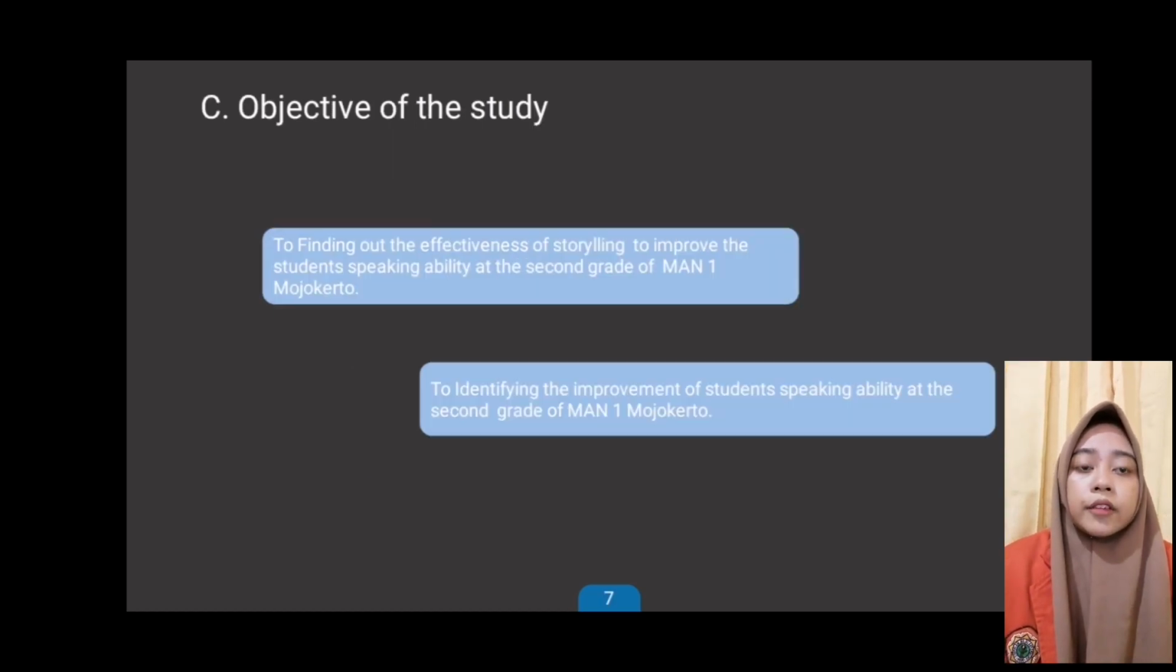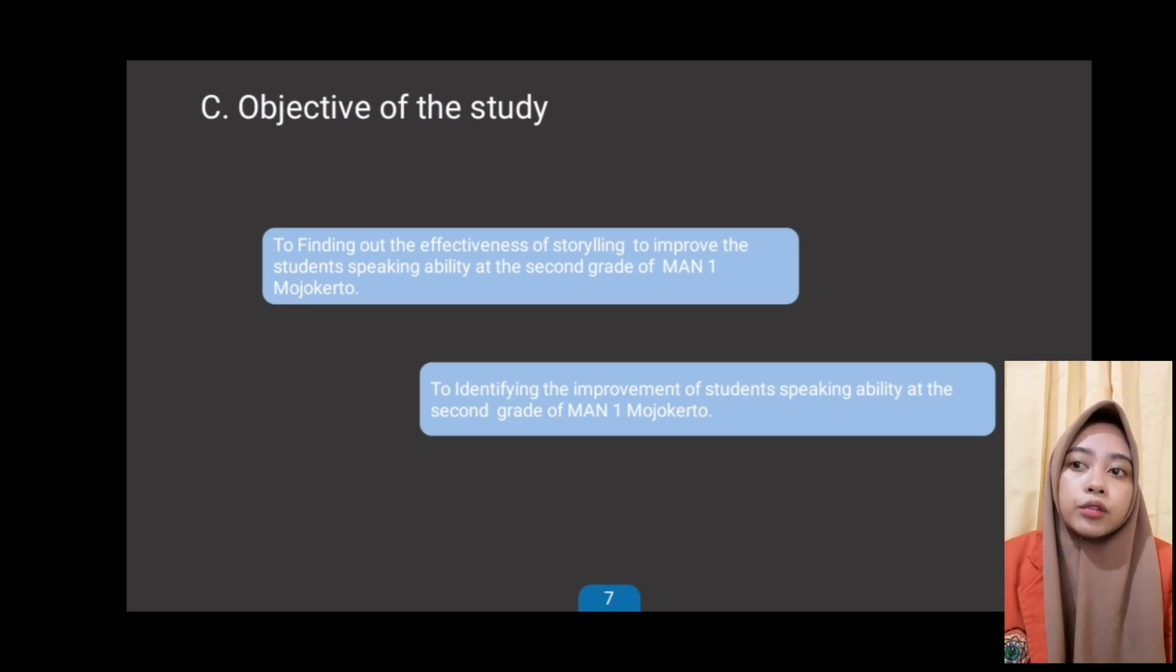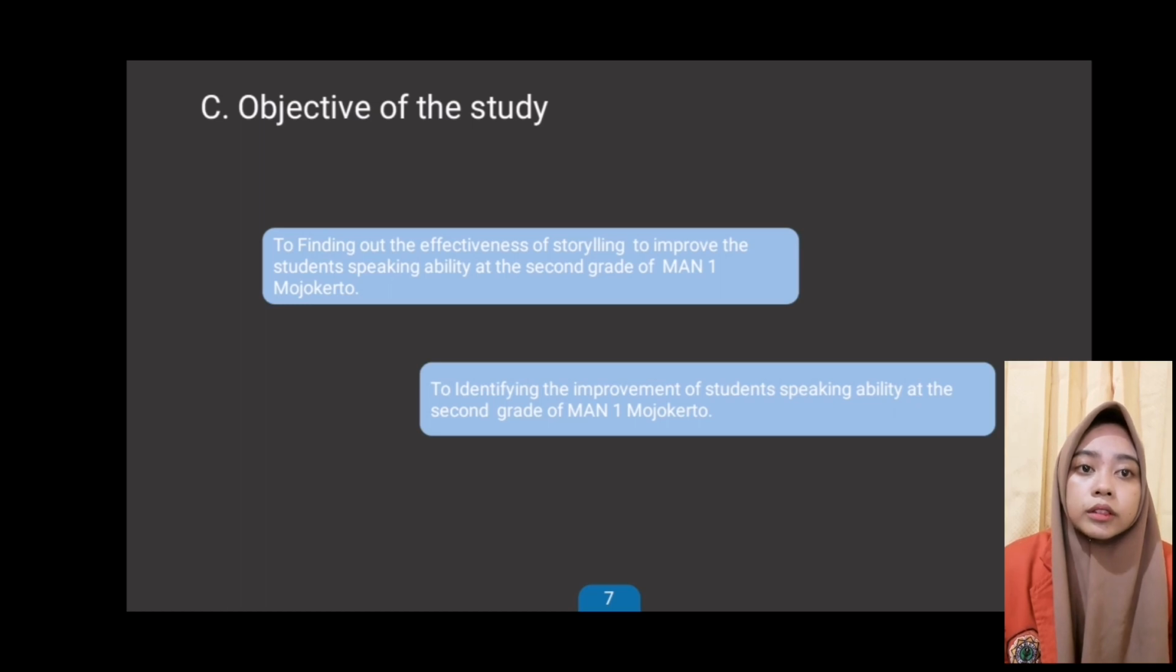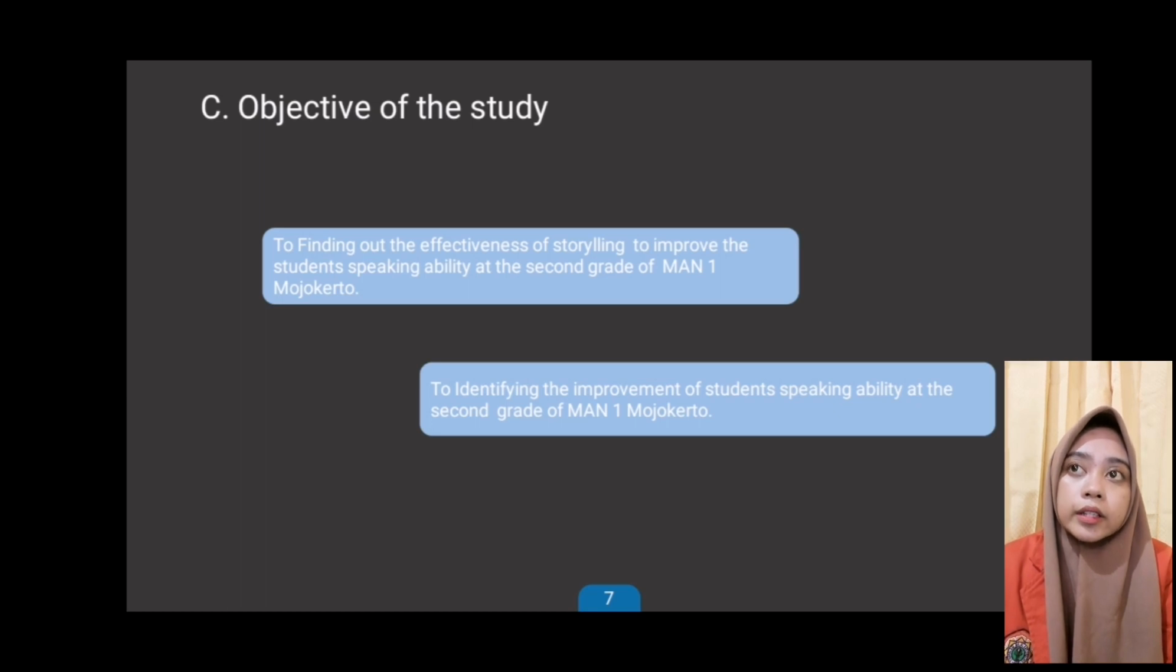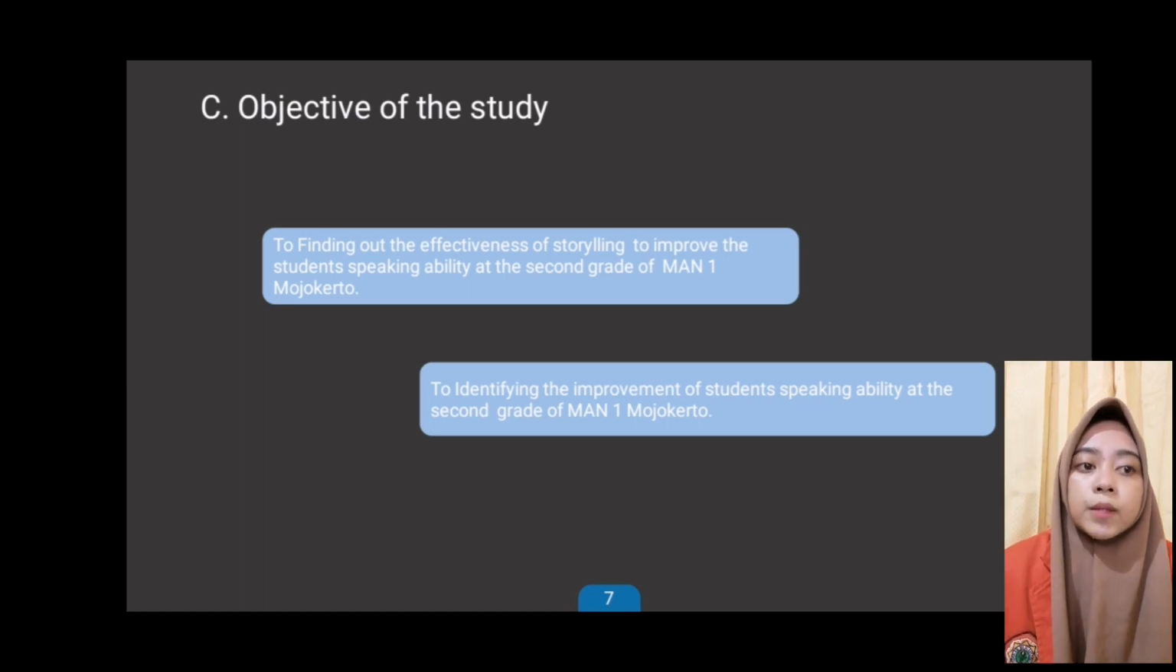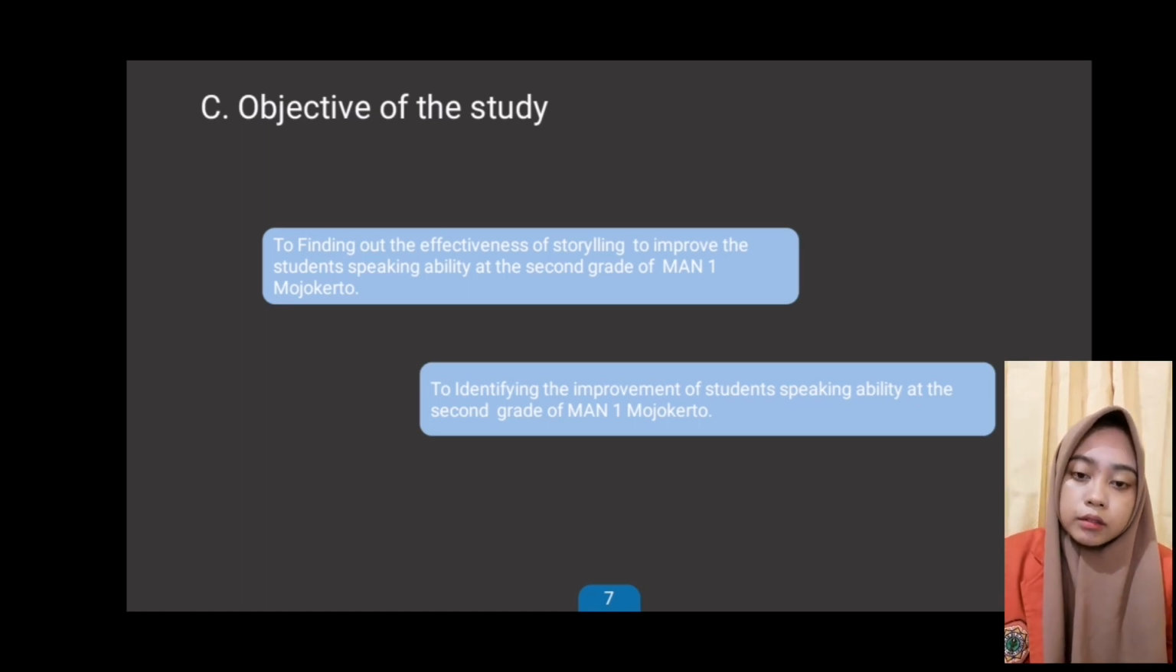The next, objective of the study. Point 1, to find out the effectiveness of storytelling to improve the student speaking ability at the second grade of MAN 1 Mojokerto, and then to identify the improvement of the student speaking ability at the second grade of MAN 1 Mojokerto.